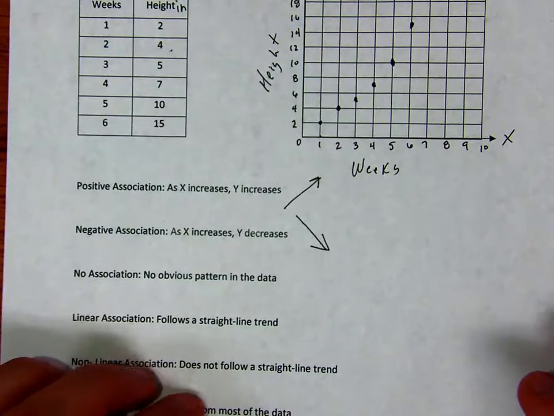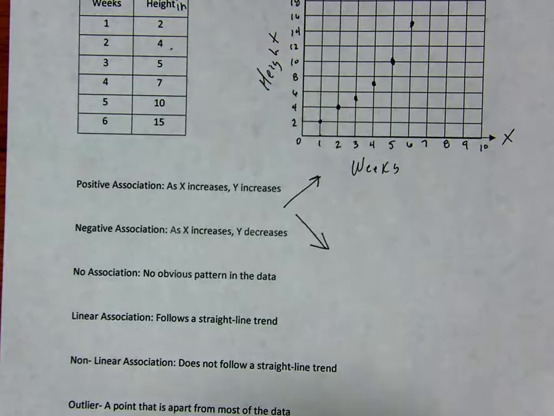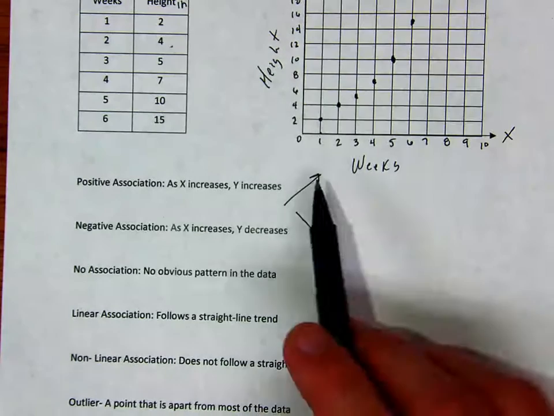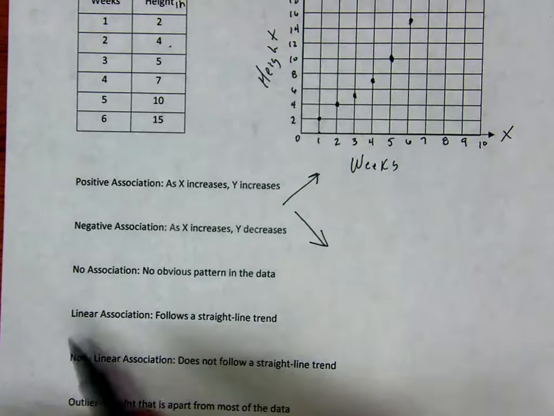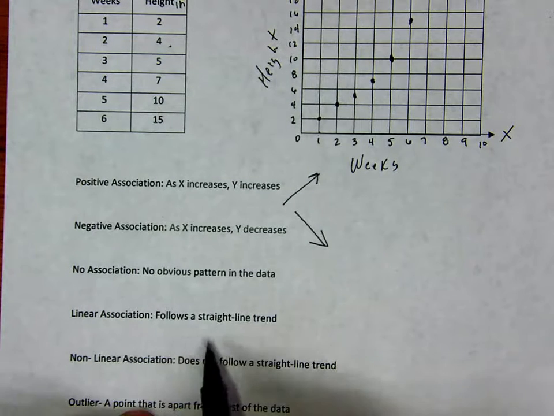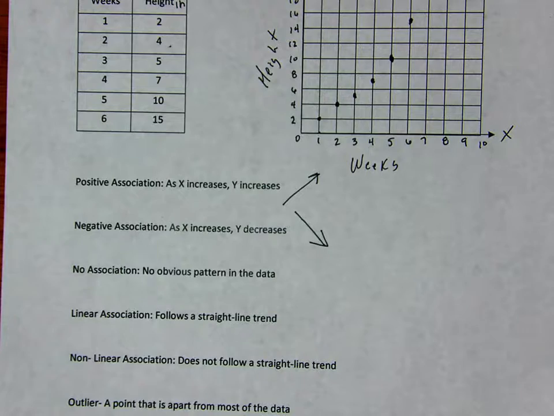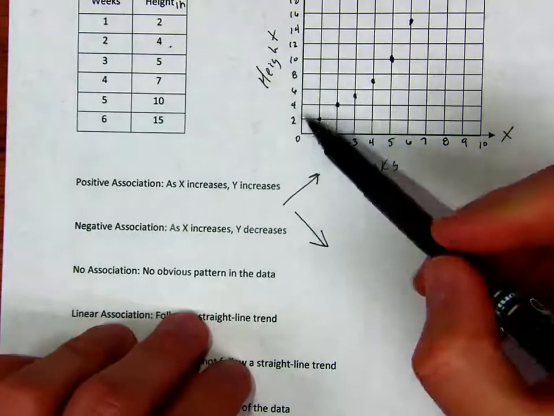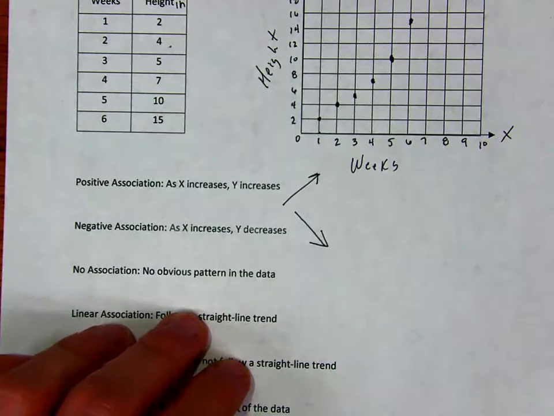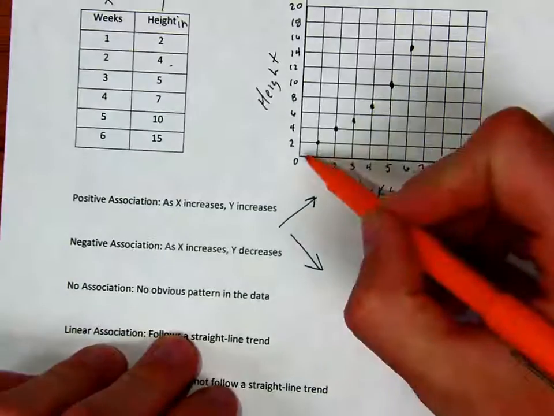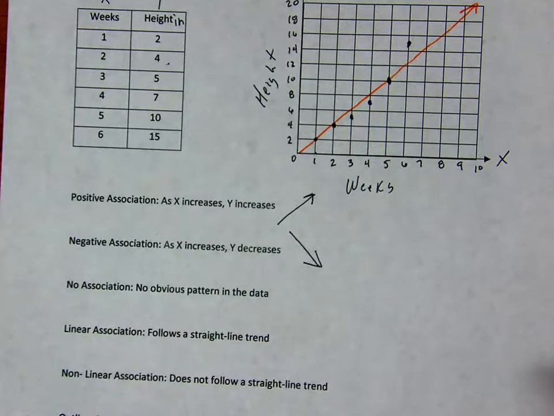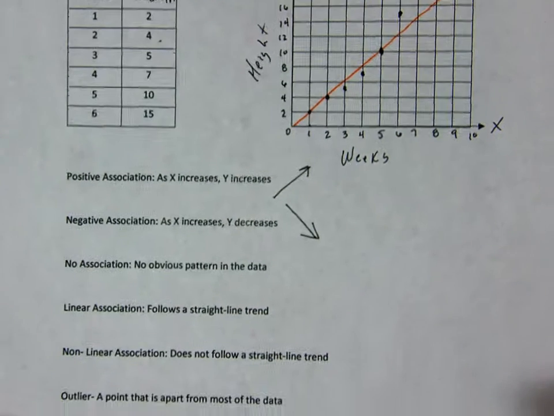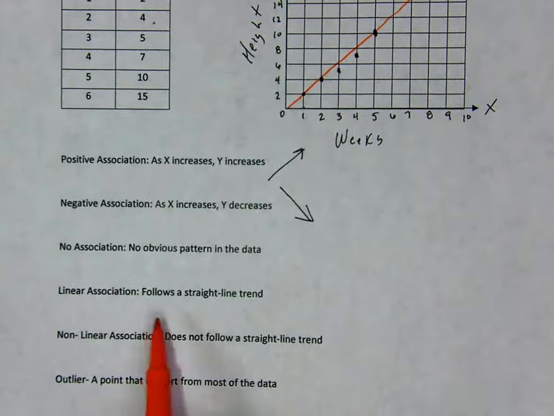No association means no obvious pattern. If these dots were all over the place and it didn't look like it was going up or down, that would be no association in the data, kind of scattered all over the place. Linear association: does it follow a straight line trend? It doesn't have to be perfect on the coordinate plane, but if it follows one kind of line, we're going to call that linear. It follows a straight line trend.